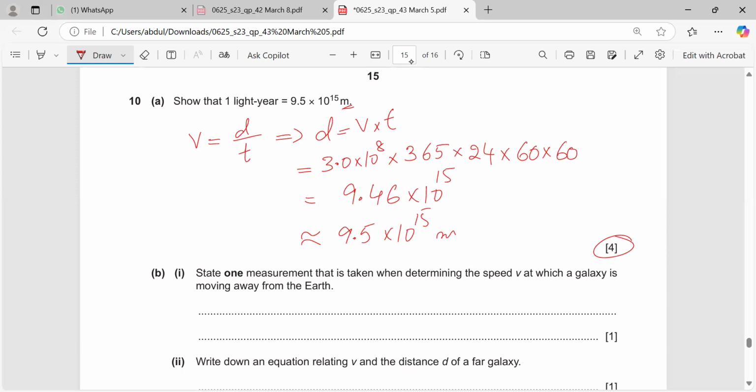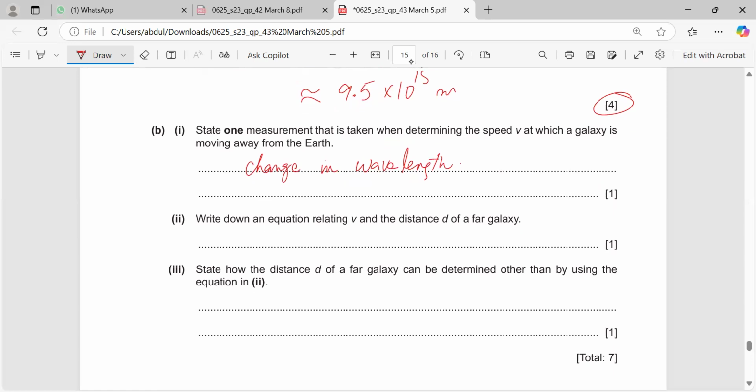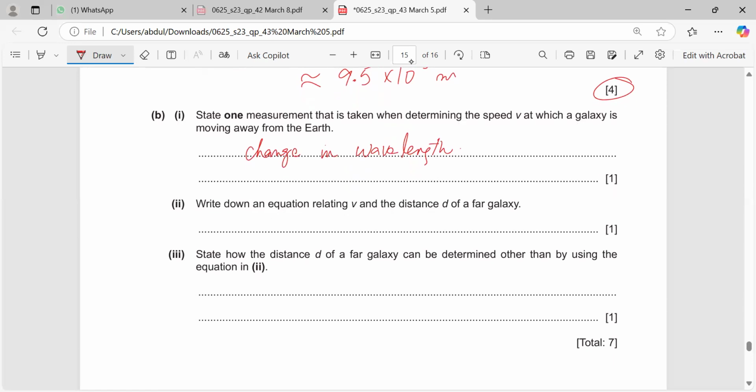Now, state 1 measurement that is taken when measuring the speed v at which a galaxy is moving away from Earth, that is change in wavelength. Redshift, change in wavelength. Actually, wavelength is increasing, so you can say even increase in wavelength. That will also work. Write down the equation relating v and distance for a galaxy. So v is equal to H naught d. H is the Hubble's constant.